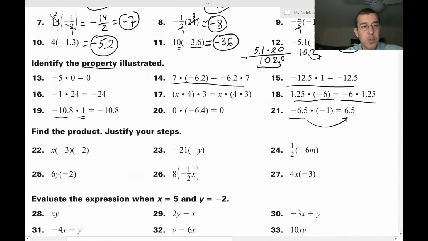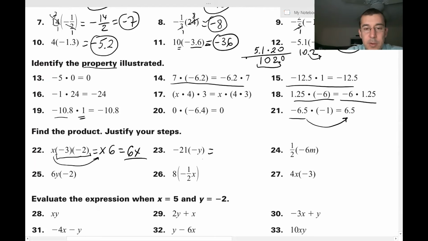Next is 22 through 27. Find the product, justify your steps. So here we can apply the associative property and multiply the numbers first, because x, we don't know what x is, so x will be in our final result. However, the numbers we can multiply out. So here we have two real numbers with the same sign, so x remains x, and then minus minus is plus. 3 times 2 is 6, or this is the same as 6x by the commutative property of multiplication, right? x times 6 equals 6 times x. Okay, we usually write first the number and then x.